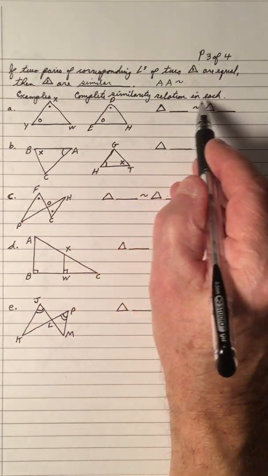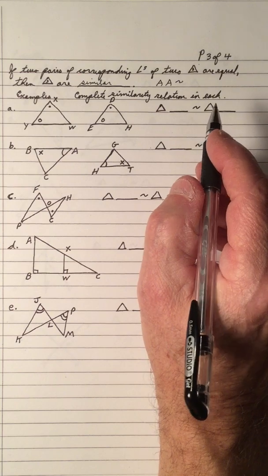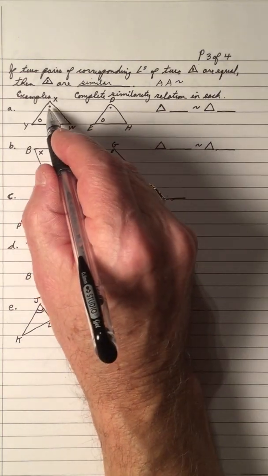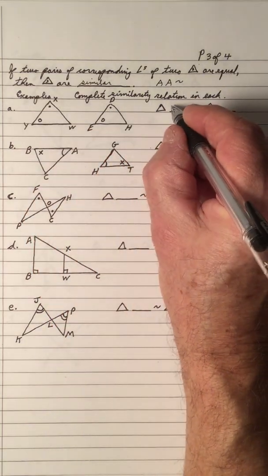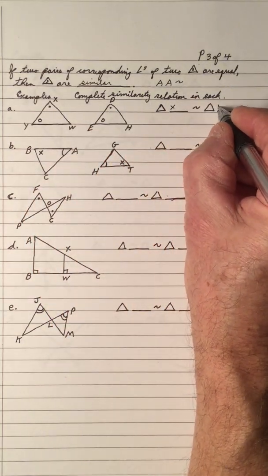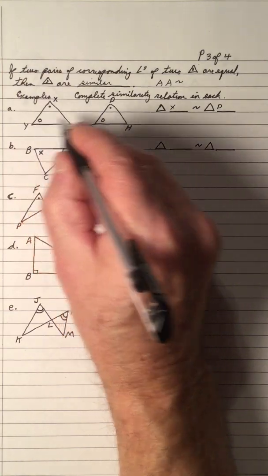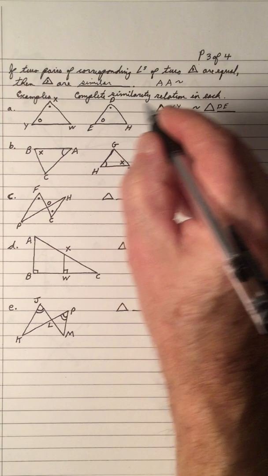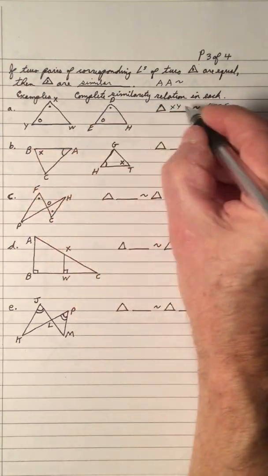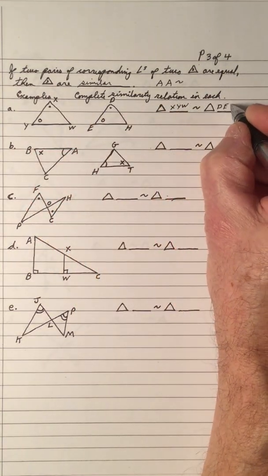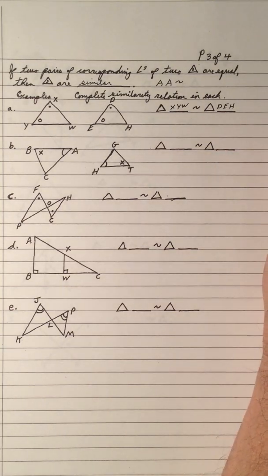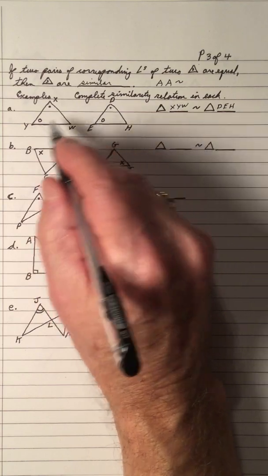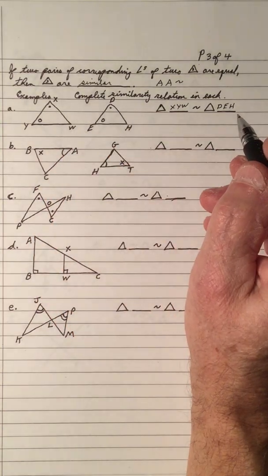Complete the similarity relation in each. In other words, the similarity relation between two triangles that are similar. So notice X goes with D. Notice Y goes with E. And X, Y, W: W is left. So W must go with the H. And that's the similarity relation, because we match up the triangles, each triangle with the equal angles.